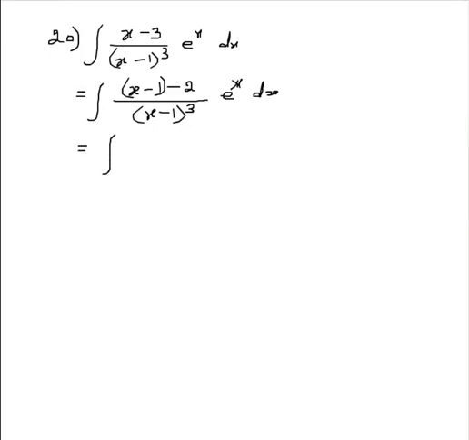Let us separate the terms. X minus 1 divided by x minus 1 the whole cube becomes 1 divided by x minus 1 the whole square, minus the second term, which is 2 divided by x minus 1 the whole cube, multiplied with e power x dx. Now let us check whether we have it in f and f dashed form. I will write the formula.